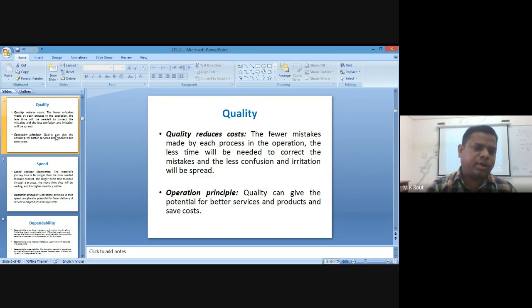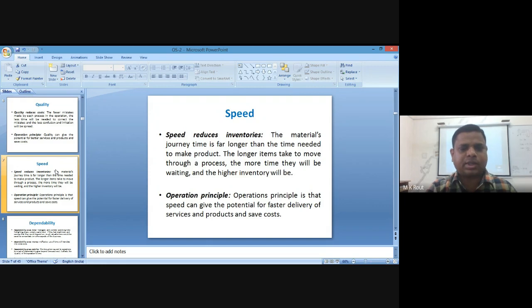Then next is moving to the speed. Next point is speed. Basically, speed reduces inventories. For example, the material journey time is far longer than the time needed to make the product. This longer time to move through the process, and if you increase the time of journey of delivery, means you have to consume a higher amount of inventories.